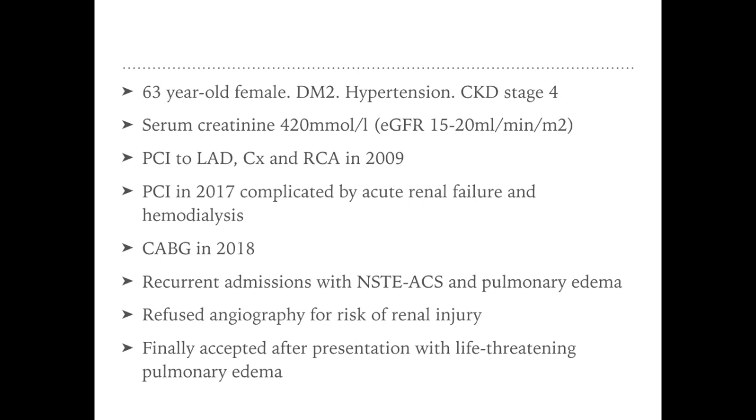When she had acute coronary syndrome again, she preferred to go for CABG rather than PCI, which she did 1 year earlier. However, she had recurrent admissions with non-ST ACS and acute pulmonary edema over the last few months. With every admission with non-ST ACS, she refused angiography because of the risk of dialysis. She finally accepted after being rejected from other hospitals, and after she presented with life-threatening acute pulmonary edema, where she was about to be intubated and mechanically ventilated.